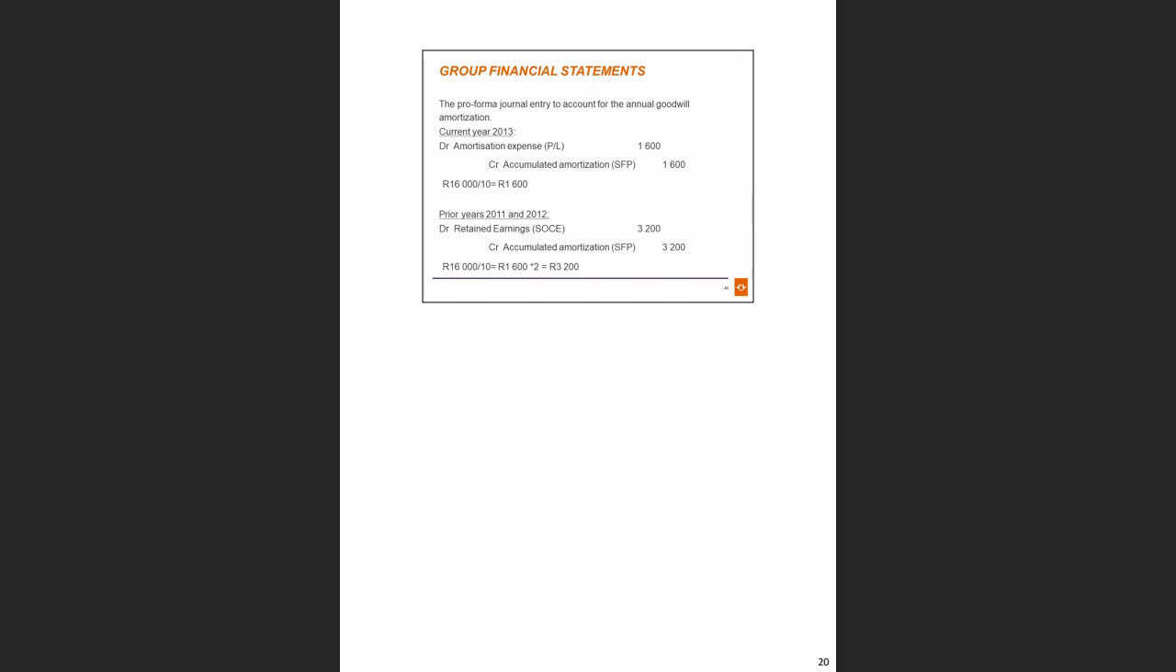Your retained earnings is in your statement of changes in equity, so you'll just put that in brackets, and then you'll credit accumulated amortization, and this is in your statement of financial position. Remember, this amortization that we're doing is for 2011 and 2012, so it's 2 years' worth of amortization. We calculated the amortization for 1 year being 1,600. Therefore, because it's for 2 years, our journal entry is going to be 3,200.